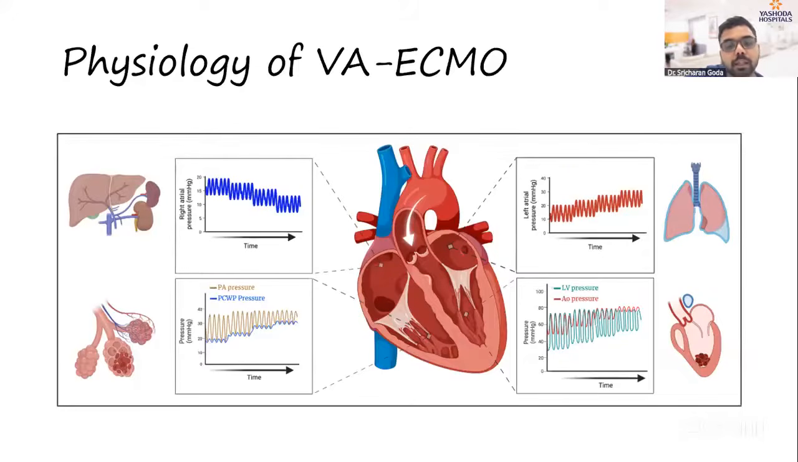So we are seeing an increase in the LV afterload. Because of the increase in LV afterload on an already failing LV, there might be an increase in the left ventricular end diastolic pressures. There is an increase in the left atrial pressures. There is a back pressure increase in the pulmonary capillary wedge pressures, and there is a decrease in the right atrial pressures.